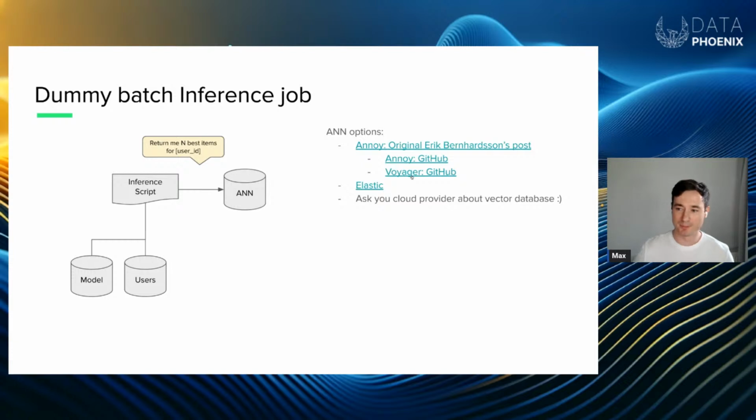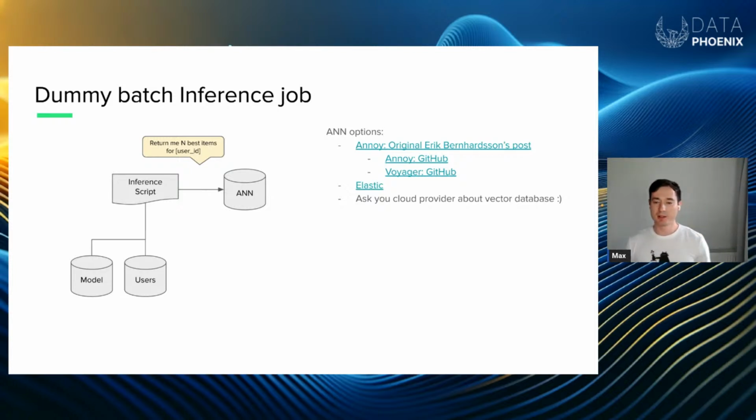Then you have the reincarnation of ANNOY, which is Voyager, which was also developed by Spotify and then open sourced. You can go to a bit more heavyweight or integrated solution. For example, Elasticsearch has approximate nearest neighbor. And again, you can go back to your cloud provider and ask for any vector database they might provide you with. So it will pretty much work.